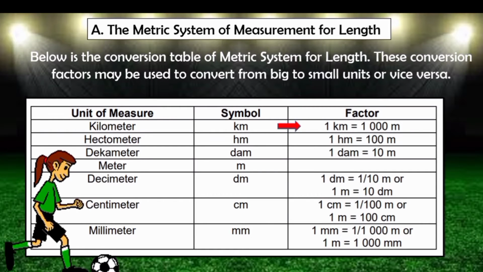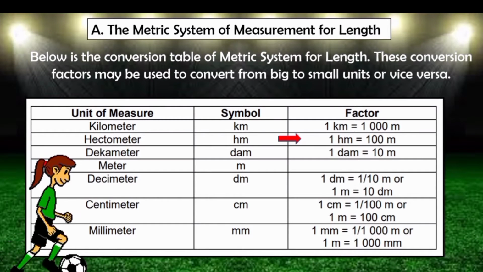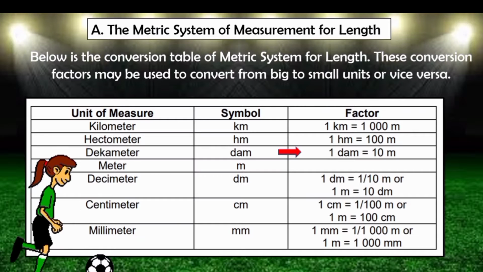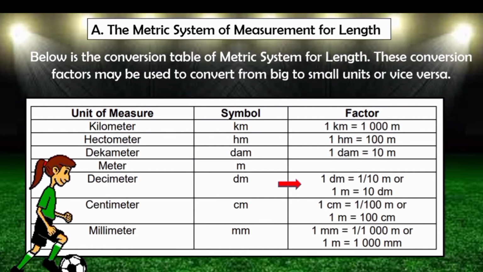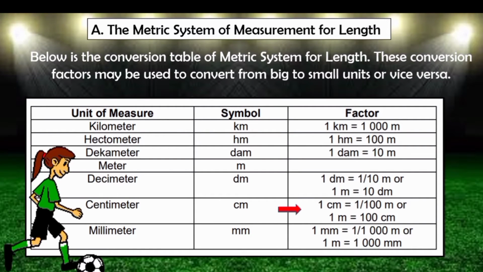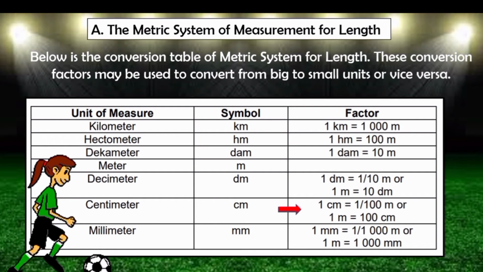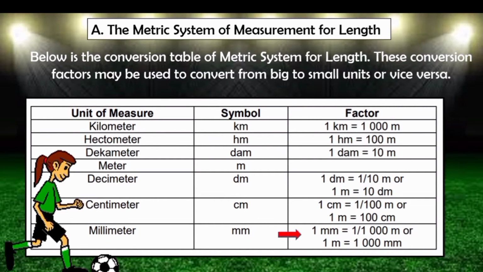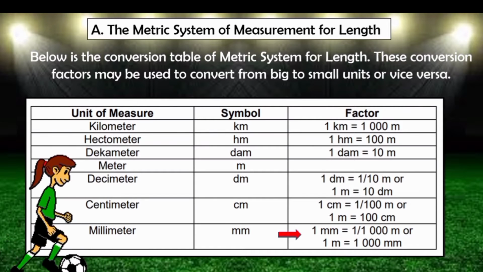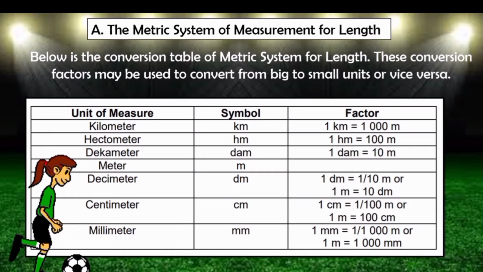For every 1 kilometer, we have 1,000 meters. For every 1 hectometer, we have 100 meters. 1 decameter is equal to 10 meters. And of course, meter is our basic unit. We have 1 decimeter is equivalent to 1 over 10 meter, or 1 meter is equal to 10 decimeters. We also have 1 centimeter is equivalent to 1 over 100 meter, or 1 meter is equivalent to 100 centimeters. Lastly, we have 1 millimeter is equivalent to 1 over 1000 meter, or 1 meter is equivalent to 1000 millimeters.